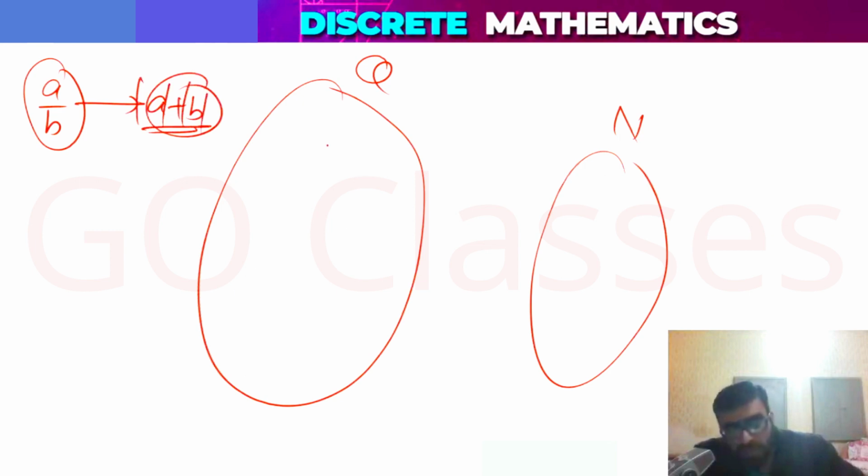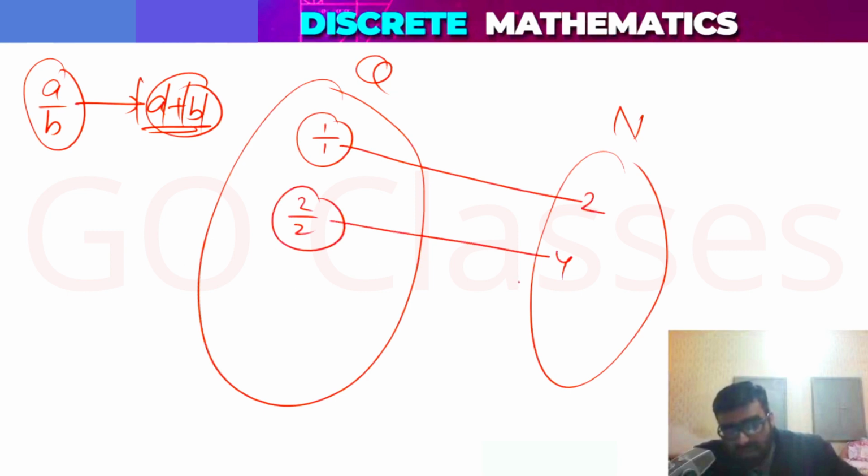But if you do it like this, then what will happen? This 1 by 1 will go to 2, and this 2 by 2 will go to 4. But actually 1 by 1 and 2 by 2 are the same. Both are exactly the same. This is your doubt, right? So now you can think that the first property is not satisfied. The first property says that for every element here you must have a unique element here.